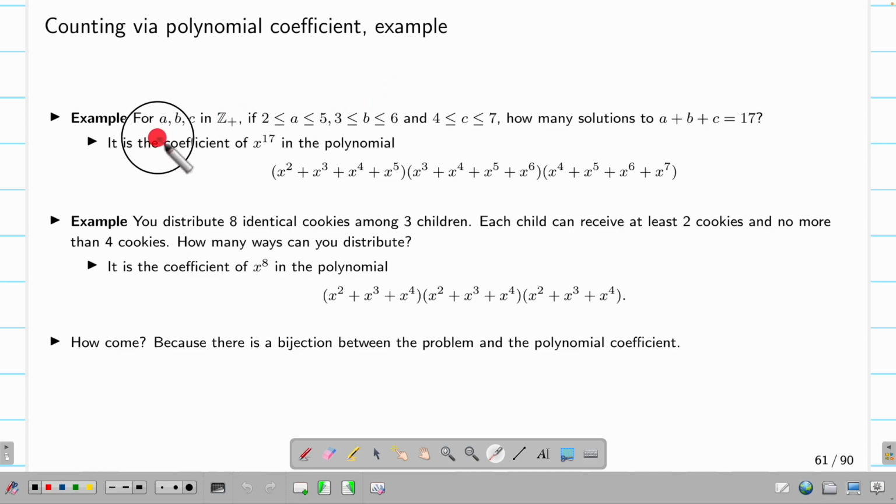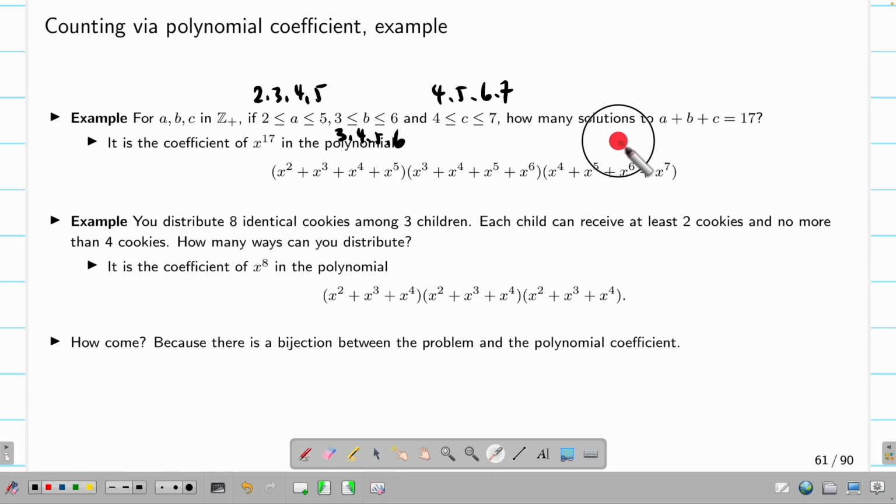For example, I have A, B, C, 3 integers. Z plus means nonnegative integers, that means 0, 1, 2, 3, and so on, cannot be negative. And now I'm saying that A has to be between 2 and 5, B has to be between 3 and 6, and C has to be between 4 and 7. That means A can only be 2, 3, 4, 5. B can only be 3, 4, 5, 6. C can only be 4, 5, 6, 7. Okay? So how many ways can we have A plus B plus C equal to 17?